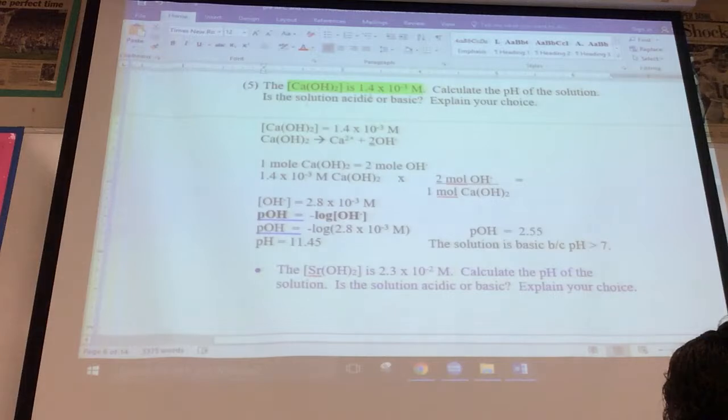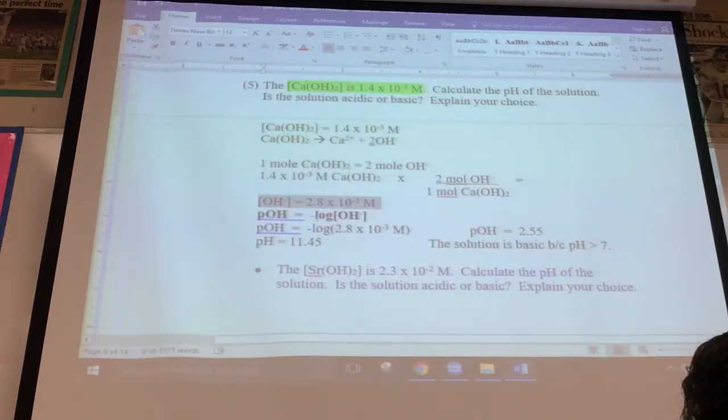So for example, in your notes, it says calcium hydroxide concentration is 1.4 times 10 to the negative 3 molar. I'm asking you to calculate the pH of the solution, figure out if it's acidic or basic, and explain. So this is the concentration given. Here's the 1 to 2 mole ratio. So to find the concentration of hydroxide ion, in order to find the pOH, you've got to do this 1 to 2 mole ratio, so it's 2 times that concentration. Here's your concentration of hydroxide ion.